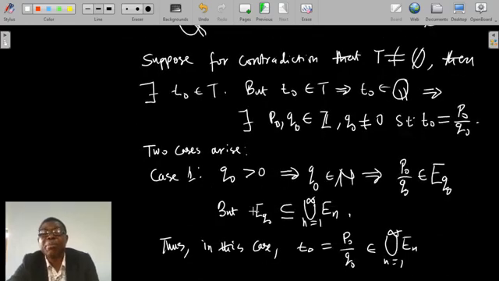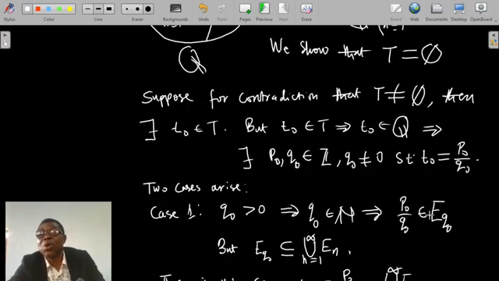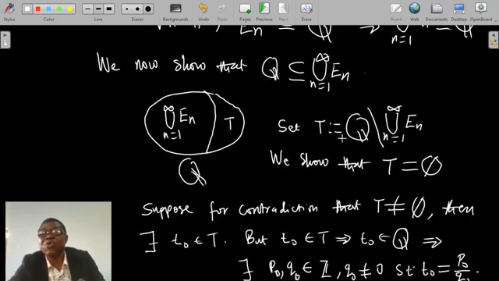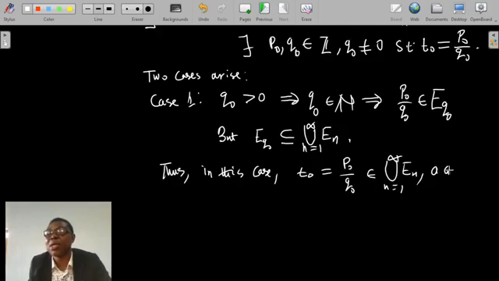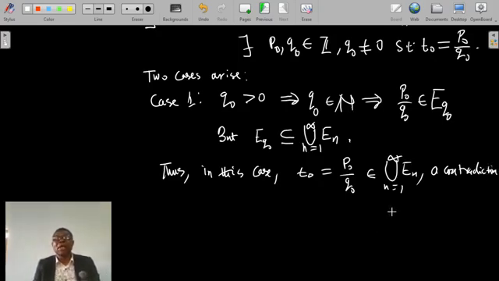Now, having made this assumption, and we ended up getting that t naught belongs to the union, what it means is that the intersection of two disjoint sets is no longer empty. And this is a contradiction. And that contradiction is coming from the fact that we assumed that the capital T is not empty.